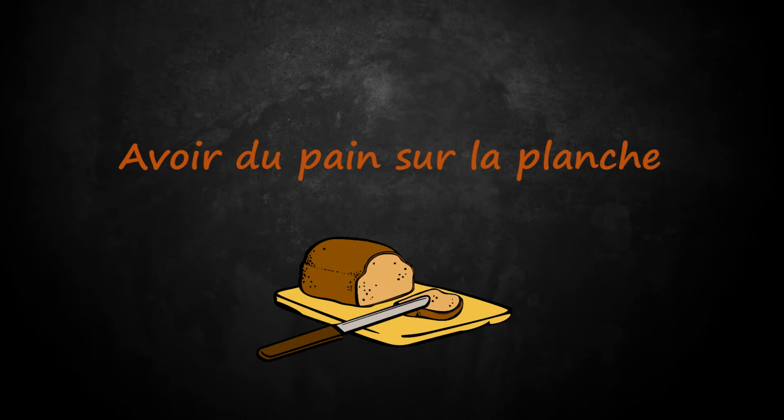Hi, in this video we'll be covering the plural forms of the verb avoir in the present tense. Let's start with the following phrase. Avoir du pain sur la planche. The literal translation would be to have bread on the board. However, what's the real meaning of that phrase? We'll give the answer at the end of the video. Let's begin.